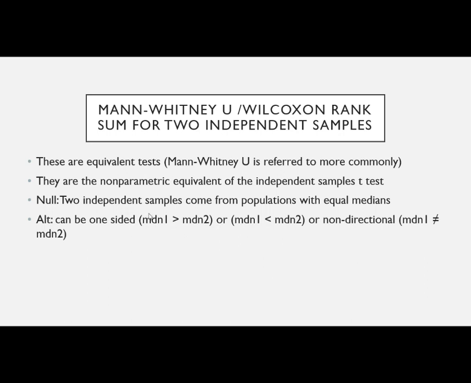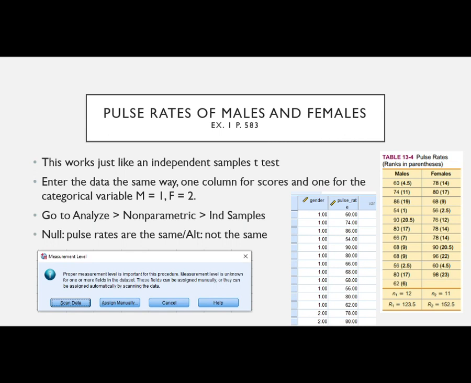So the null is that two independent samples come from populations with equal medians, and the alternative is that they don't. We can have a one-sided, that median 1 is greater than median 2, median 1 is less than median 2, or non-directional, median 1 is not equal to median 2. Like with all of them, we're just going to use the non-directional, but you can just know that the book denotes this, and that's always a possibility, to say one is larger than the other.